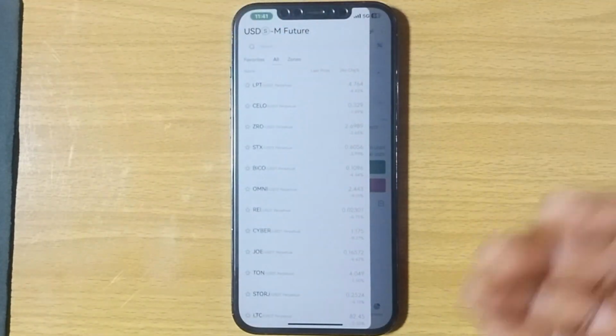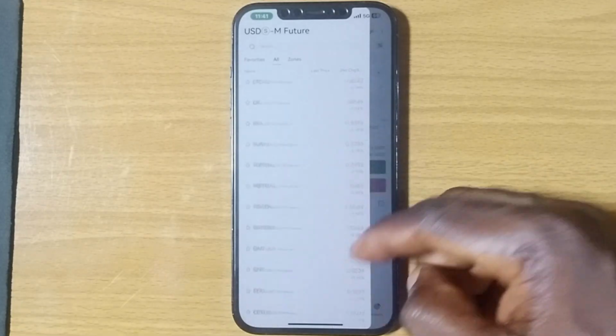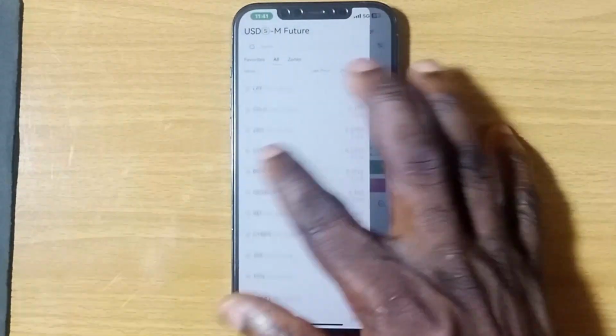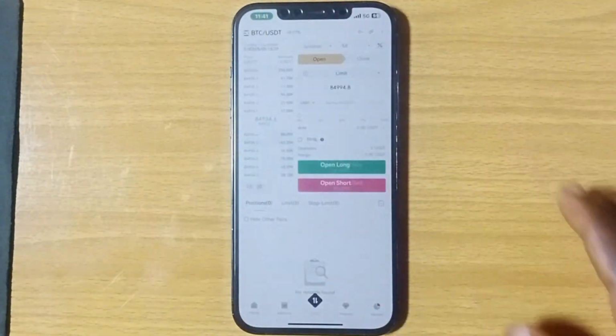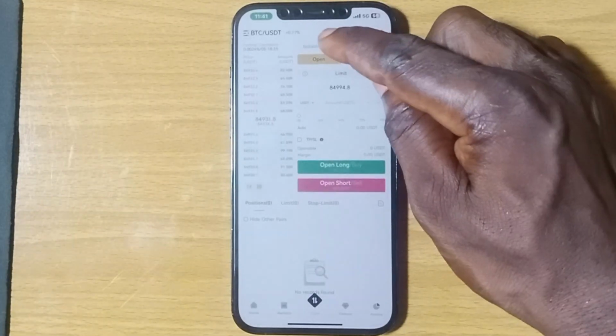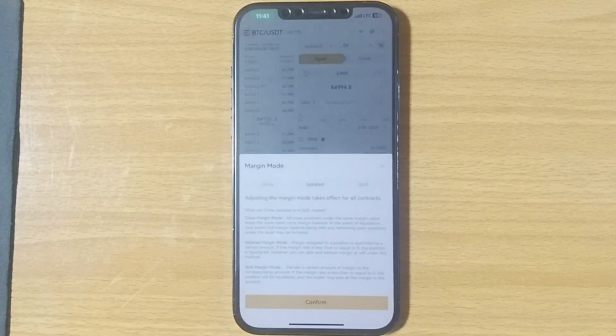From here you select the trading pairs you want. You can see the market is fully red, so you select the pairs you want. So as it may be guys, I will still stick to the original one, BTC USDT. The next thing you have to do is to tap on the arrow at the front of isolated to be sure that you use a proper trading system.